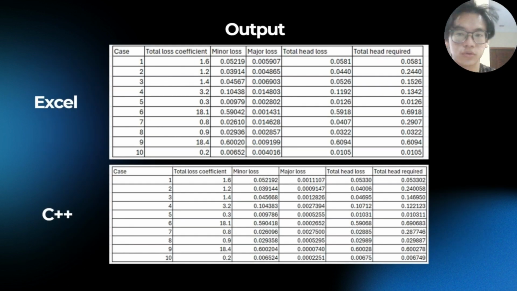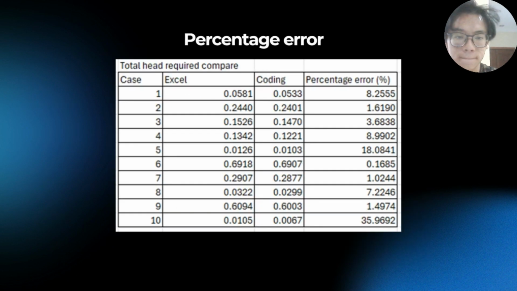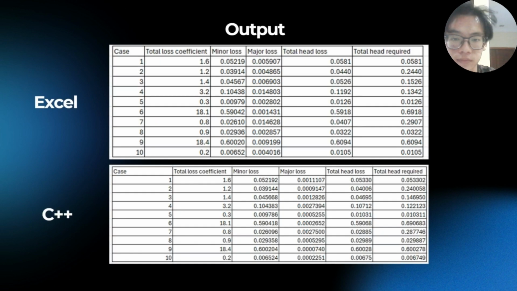Next, this is the output of the values by using Excel and C++. Now, look at the percentage error of different cases between Excel and coding. As you can see, most of the cases have less than 10% percentage error, except for case 5 and case 10. Why do case 5 and case 10 have more than 10% error? This is the reason. Let me show you.